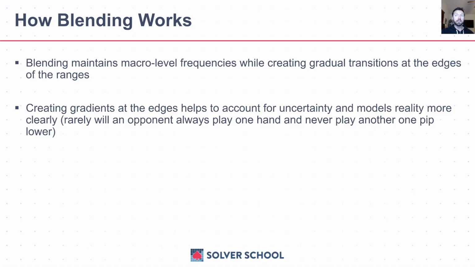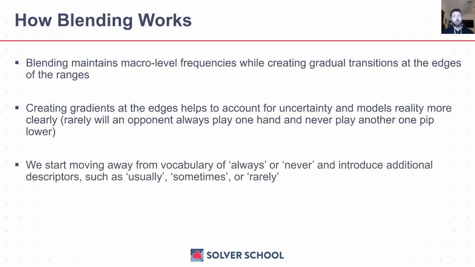By creating gradients at the edges of ranges, it helps us account for uncertainty, but it also models reality more clearly. Rarely in actual gameplay will an opponent always play one hand and then never play another hand one pip lower. It tends to be more of a gradient. They might play one hand 75% of the time, and then one pip lower, they might play it 25% of the time. That's where blending comes into account, where we can keep the overall makeup of our range from a frequency standpoint, but be a little bit smoother around the edges.